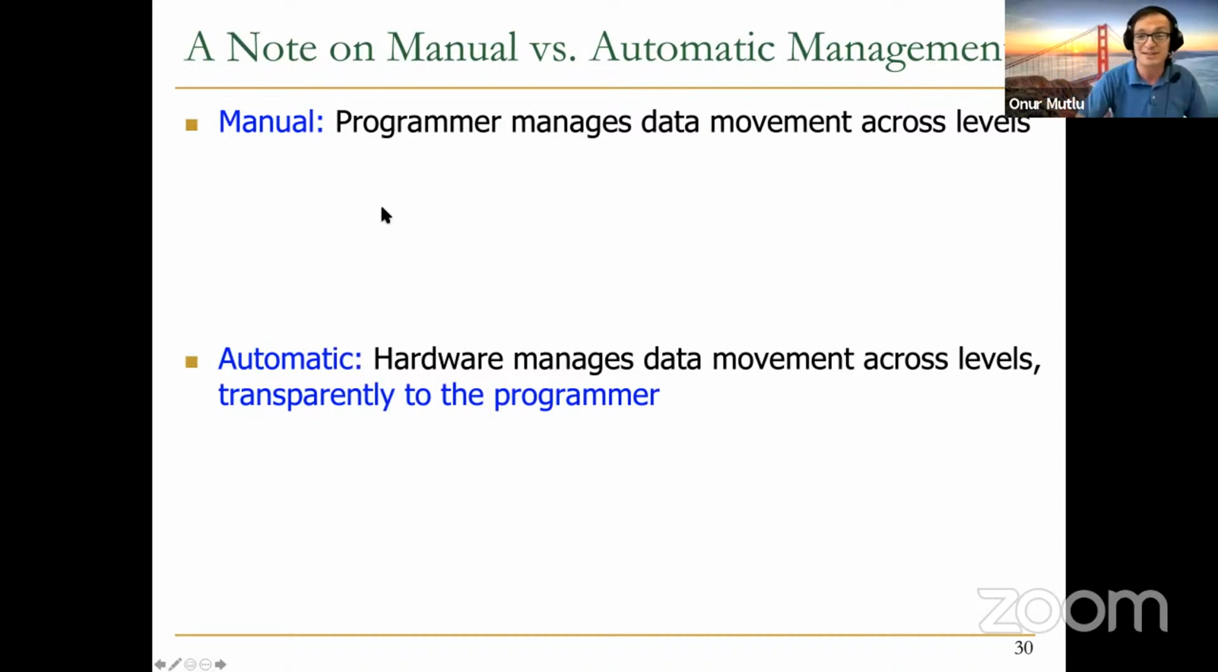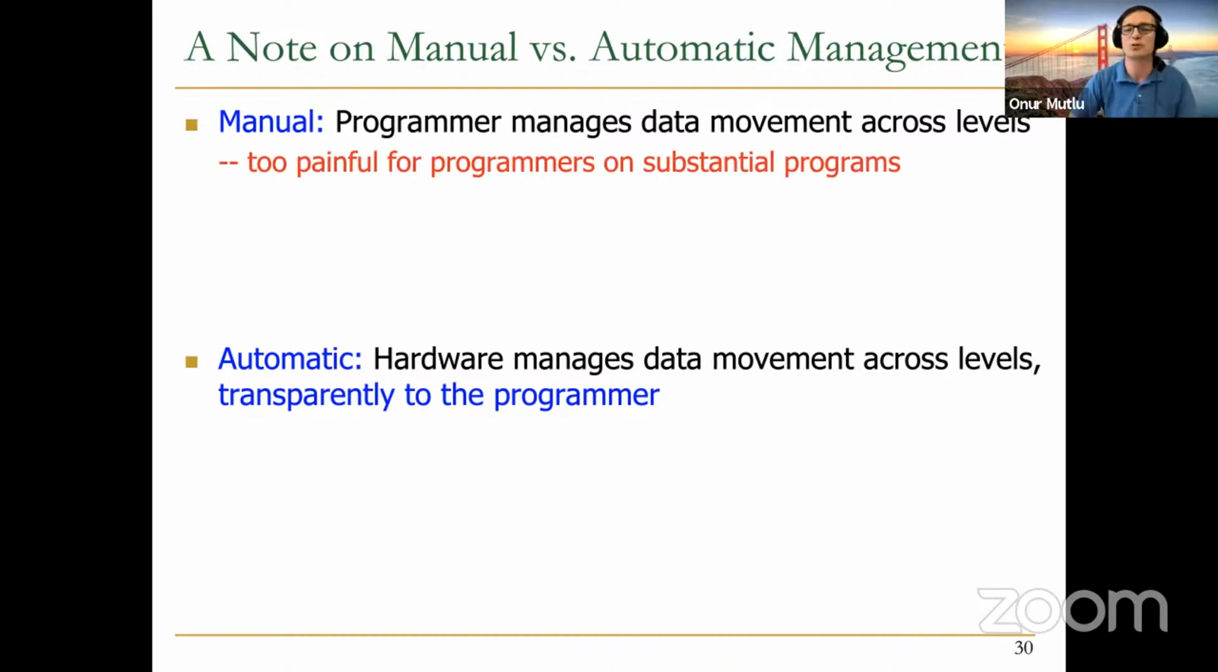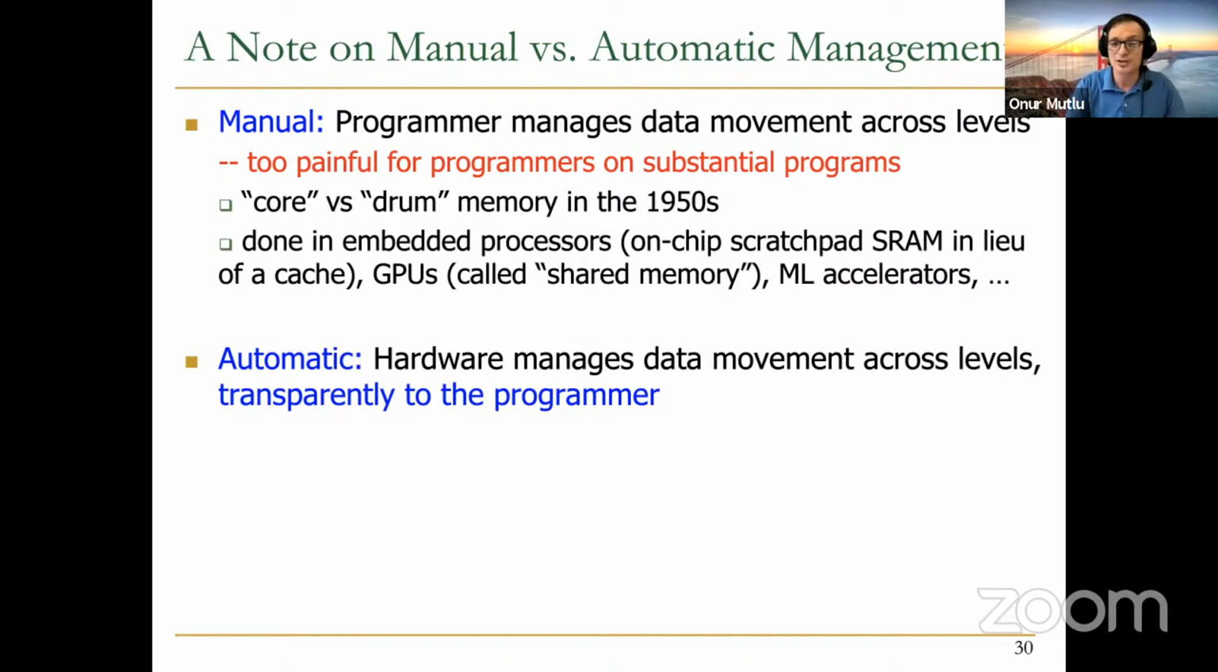But what about cache levels? Manual means the programmer manages data movement across different levels. Automatic means hardware manages data movement across levels transparently to the programmer. And this is another great example of the programmer-microarchitect trade-off. Manual makes it hard on the programmer, of course, right? Too painful for programmers on substantial programs, unfortunately. But it used to be the case, basically.